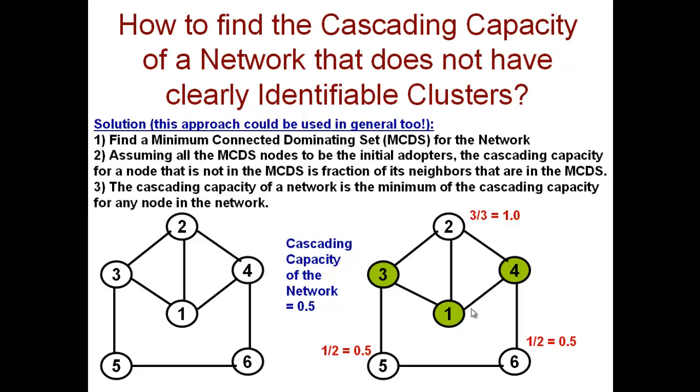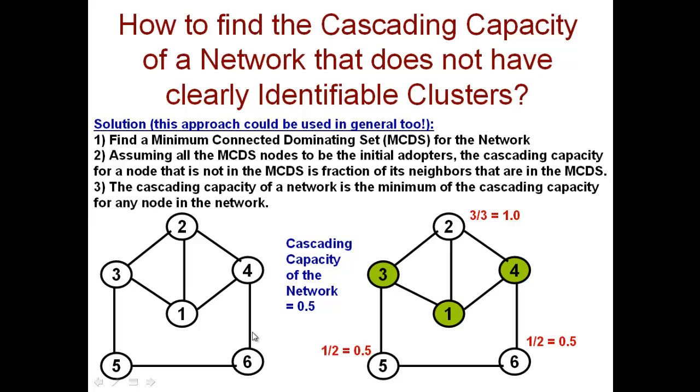And since by definition for an MCDS, for nodes that are not in the MCDS, at least one of its neighbor nodes will be in the MCDS. So for nodes that are not in the MCDS, we are going to find what fraction of its neighbor nodes are in the MCDS. Okay, so that is the cascading capacity of a node. So the cascading capacity of a node that is not in the MCDS is the fraction of its neighbor nodes that are in the MCDS. And the cascading capacity of the network is the minimum of the cascading capacity of any node in the network.